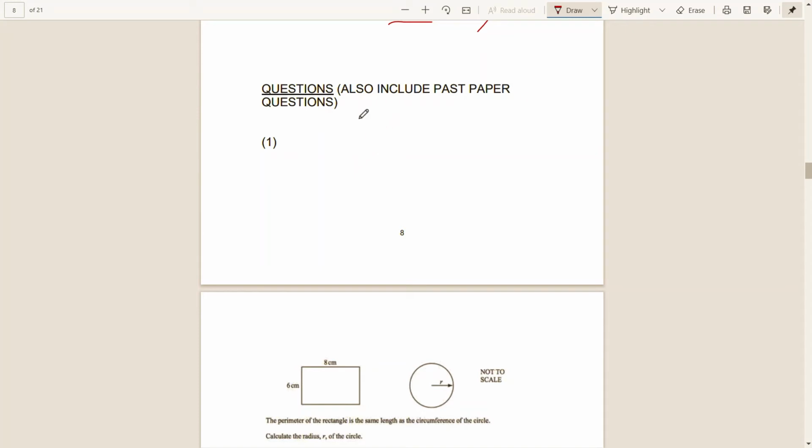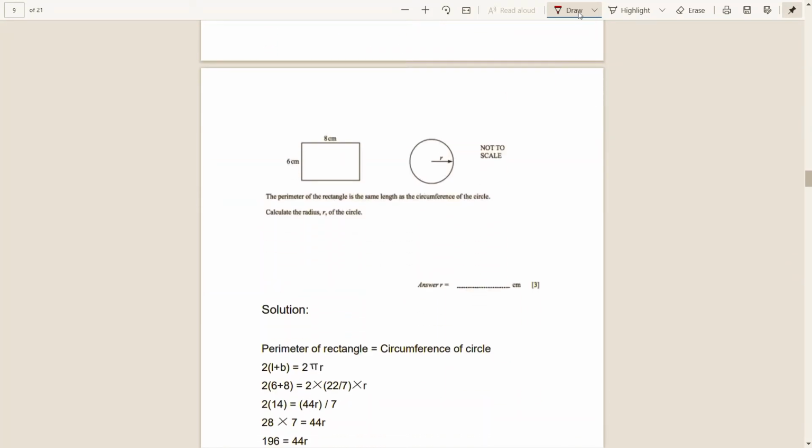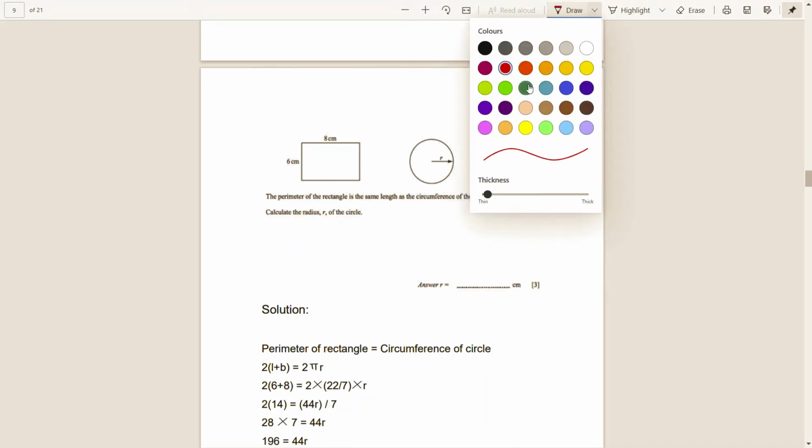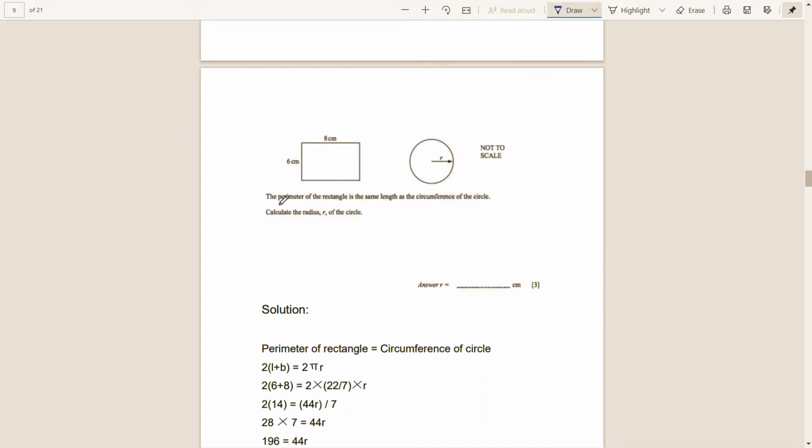Now, the first question. This is the first question. Let me use a marker of another color. Now then, the first question, read it carefully. The perimeter of the rectangle is the same length as the circumference of the circle. The same length means we have to equate. That means perimeter of the rectangle with the circumference of the circle. Calculate the radius r of the circle.